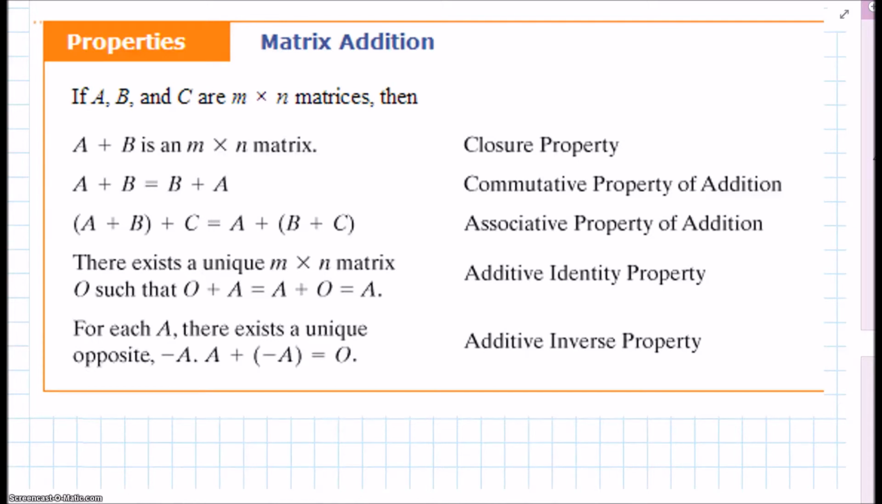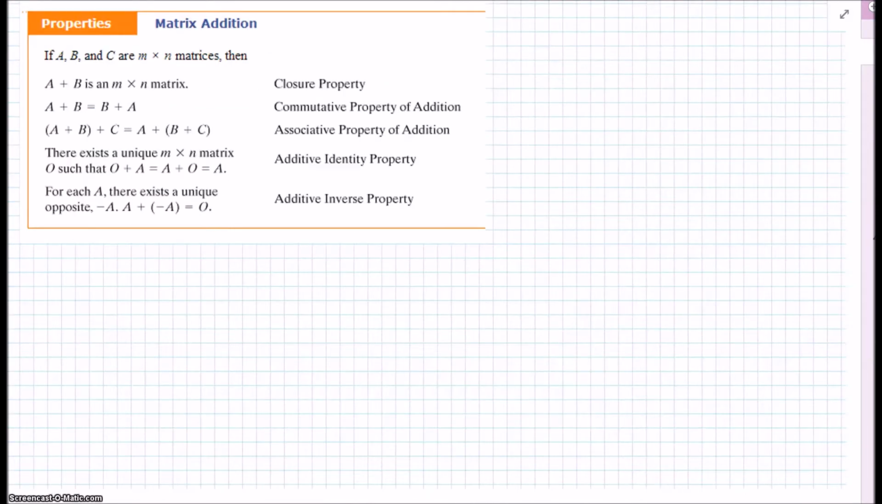There exists a unique matrix O such that O plus A equals A plus O, which equals A. That's the additive identity matrix. That's the one with 0. For each matrix A, there exists a unique opposite matrix, negative A, where if you add them together, it equals 0. So that's it for the properties of matrix addition.